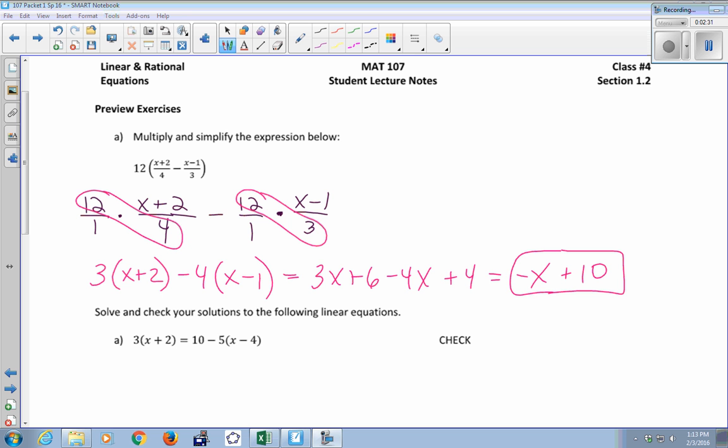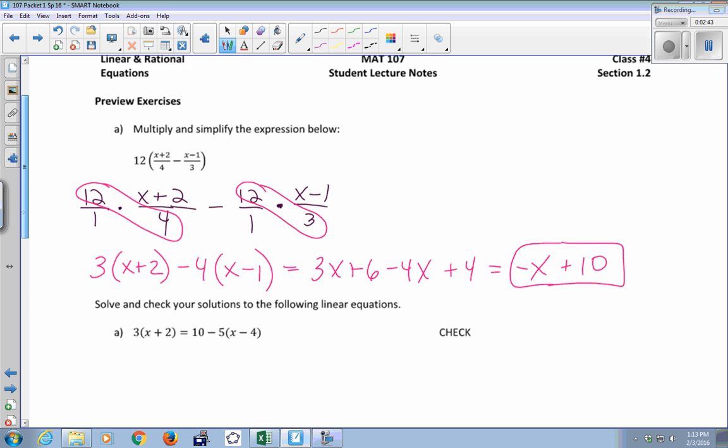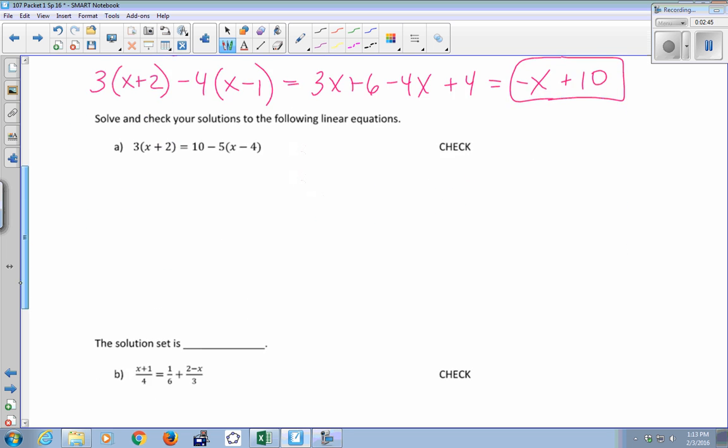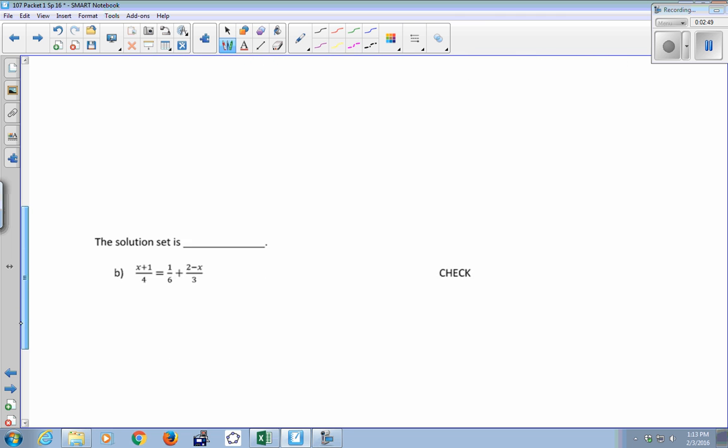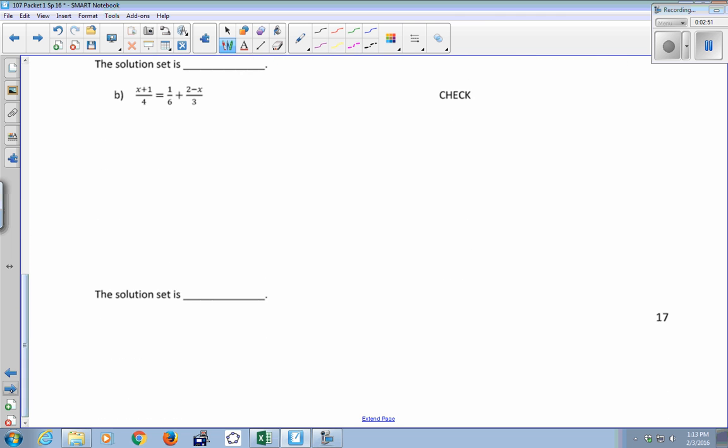I saw people trying to simplify what was in parentheses first by getting a common denominator. That's totally okay. There are other ways to do it too. Okay. All right, so I'm going to skip the next one because I think that most people can solve that without a problem. And then we'll do b together.